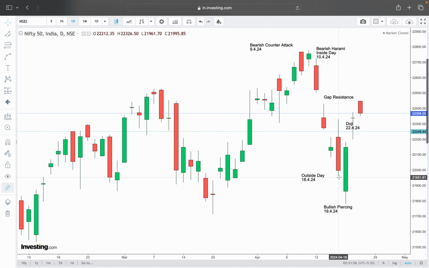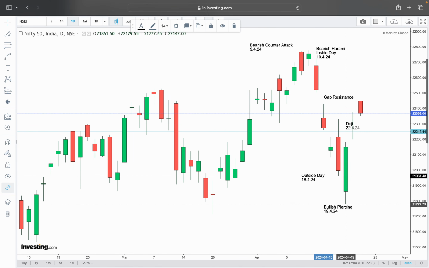All it implies is that any fall that has to happen will be seriously stemmed in this particular zone, the zone that I am marking now, which is the low of the candle that is on the 18th and the low of the candle which is on the 19th. That is, this region of 21,960 to 21,760 becomes a zone of incredible support for the market, and logically becomes a place where individuals would like to buy the index on the pullback.